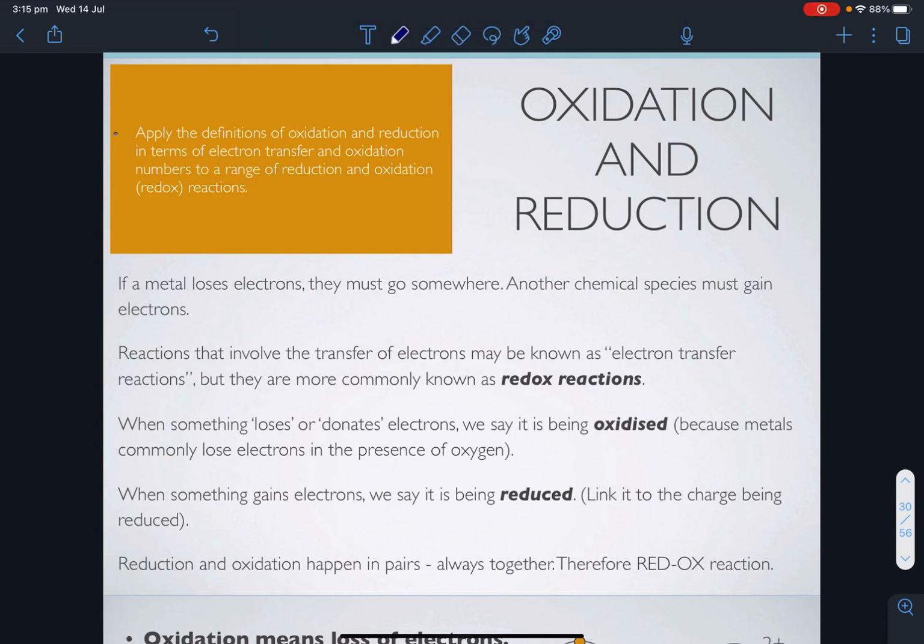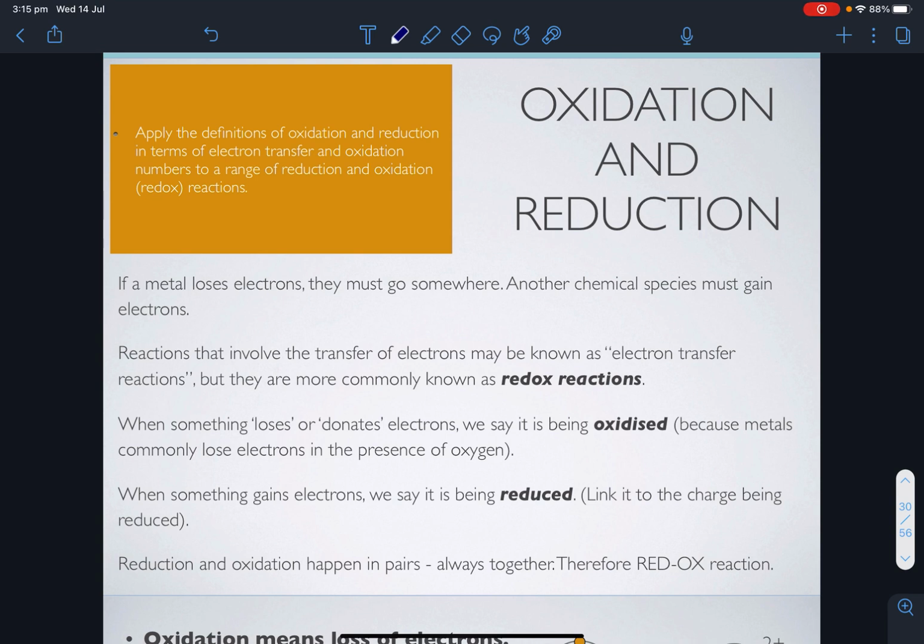Okay, Year 11. Let's talk about these big words, oxidation and reduction. So, if a metal loses electrons, they've got to go somewhere. There must be another chemical species around that's gaining electrons, okay? Reactions that involve the transfer of electrons are sometimes known as electron transfer reactions. You may hear that term occasionally, but more commonly, redox, okay? Short for reduction oxidation reactions, okay?